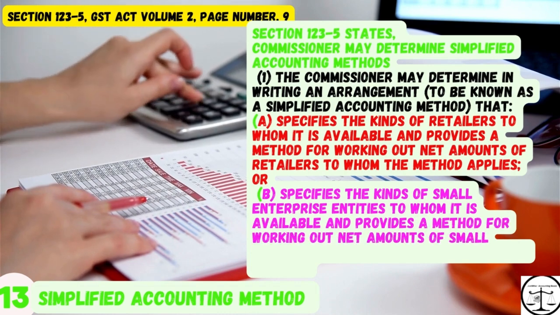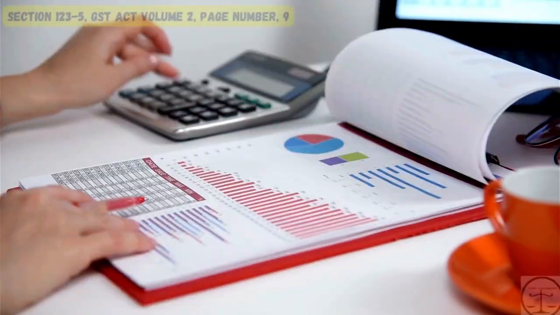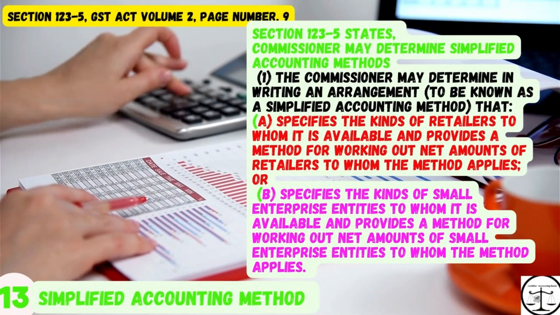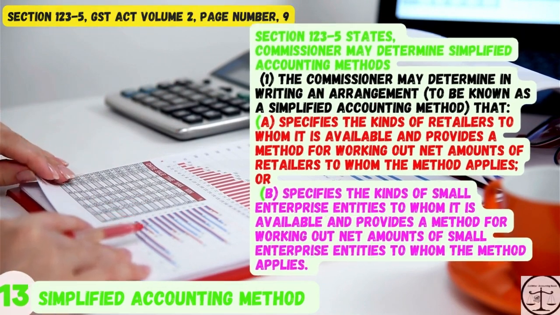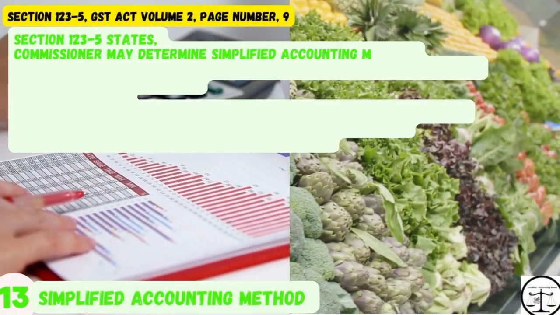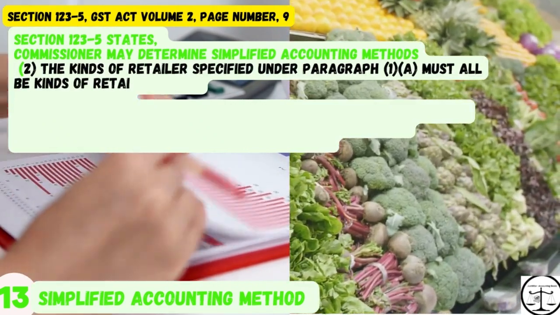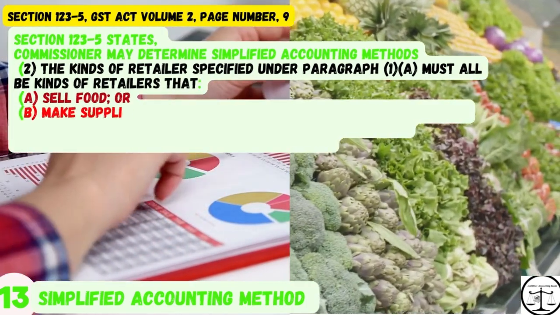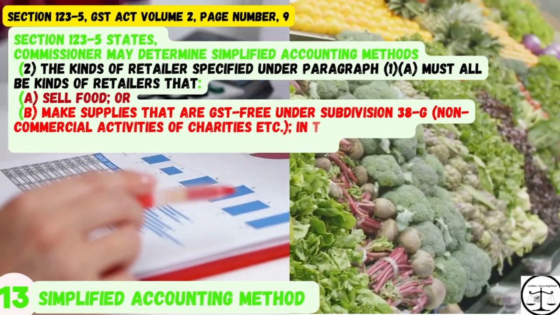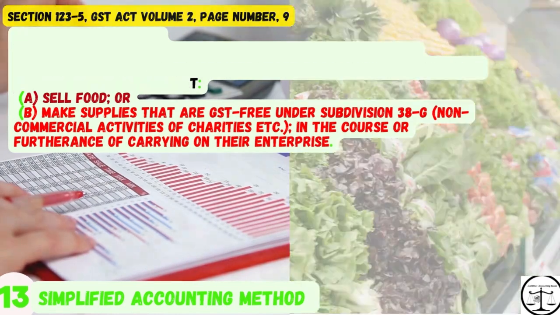retailers to whom the method applies, or b. specifies the kinds of small enterprise entities to whom it is available and provides a method for working out net amounts of small enterprise entities to whom the method applies. 2. The kinds of retailers specified under paragraph 1a must all be kinds of retailers that a. sell food or b. make supplies that are GST-free under subdivision 38G, non-commercial activities of charities etc., in the course or furtherance of carrying on their enterprise.